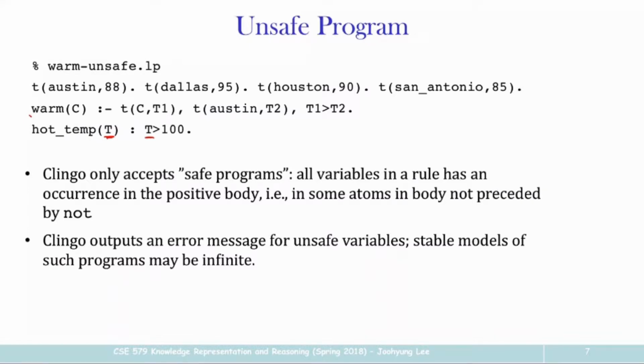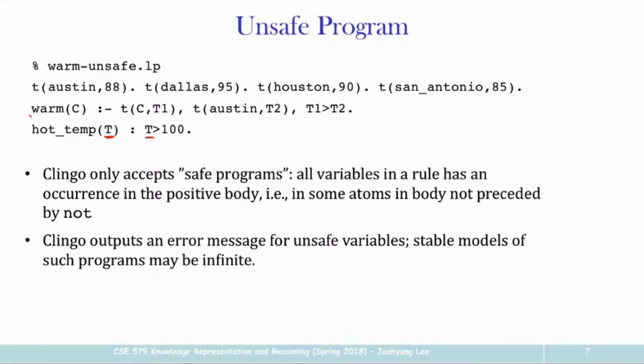Now, why is the last rule not safe? T occurs in two places, T and T here, right? This is not a good occurrence, and this is not a good occurrence either. So this is not safe.